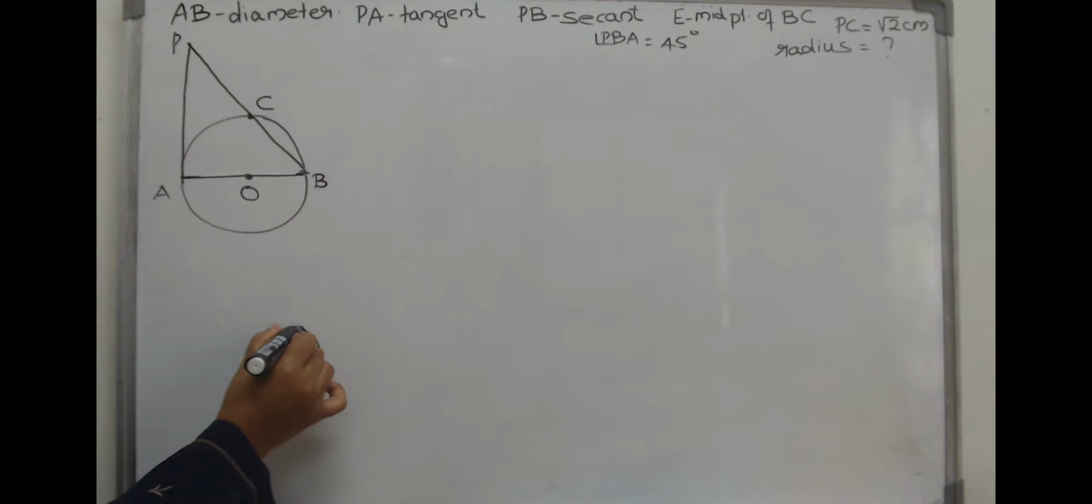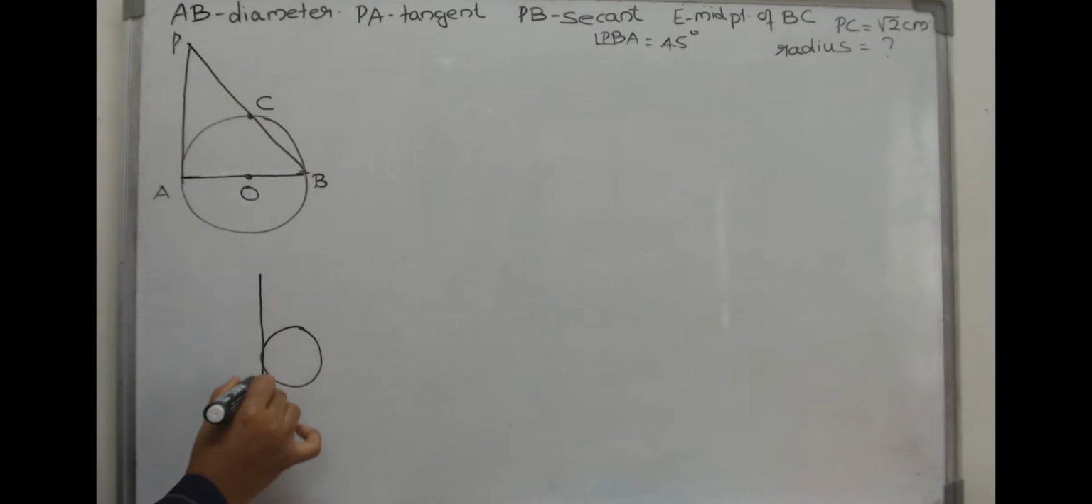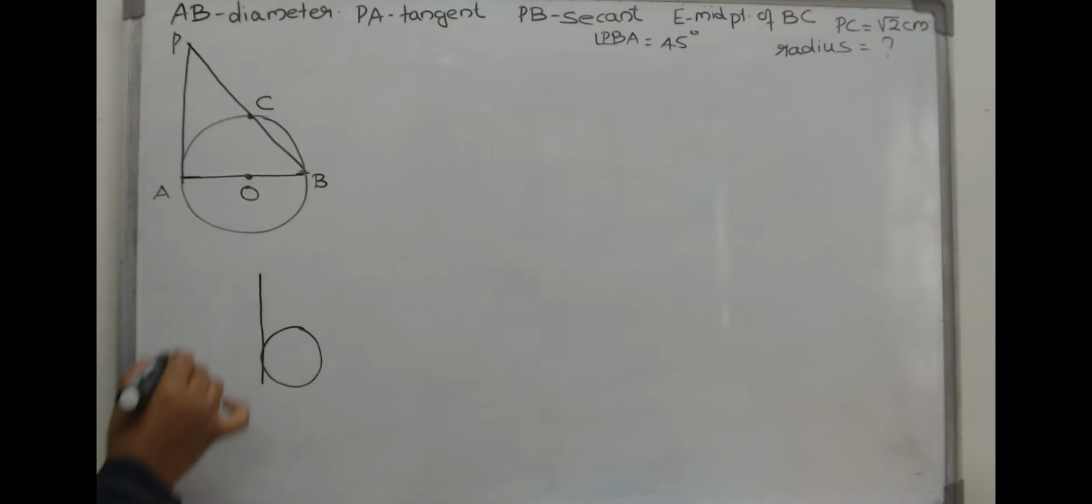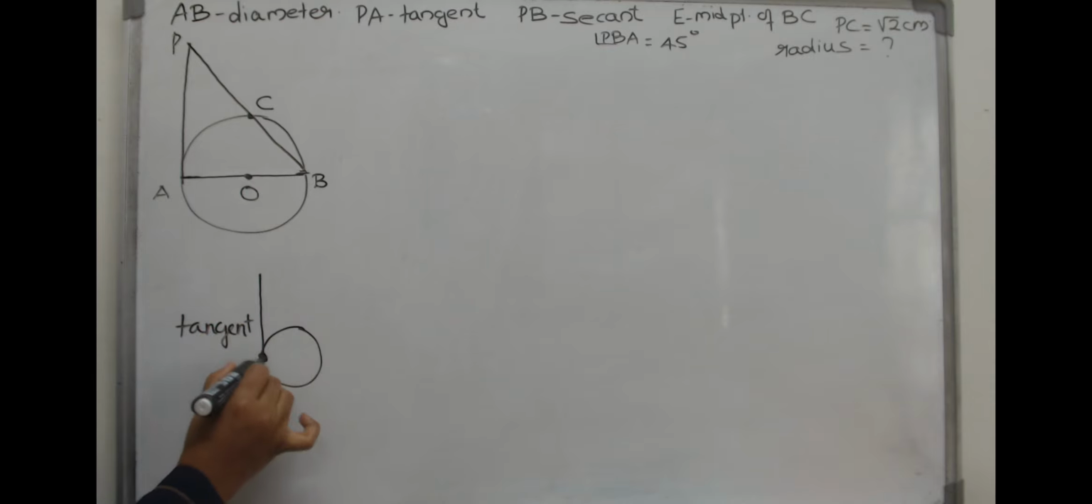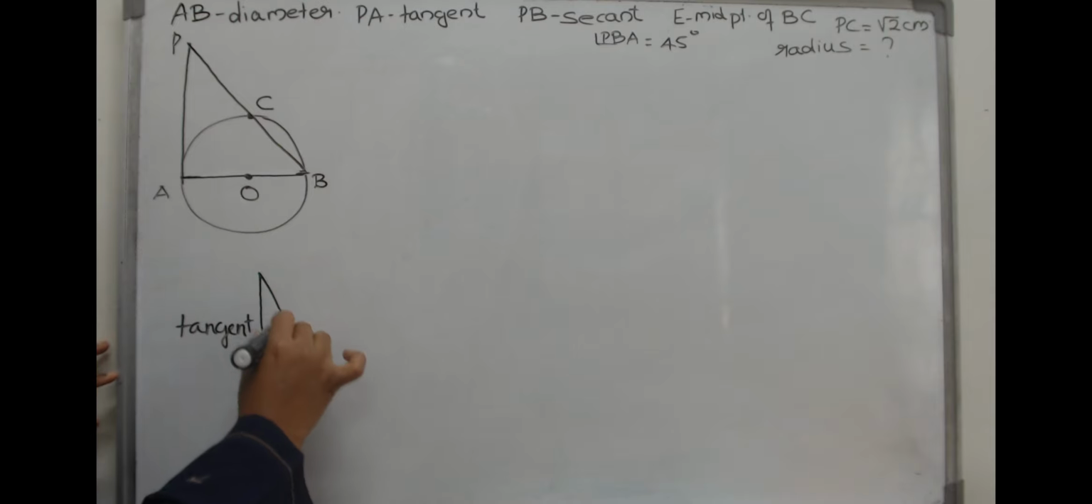If you have a circle, then a tangent has only one point of contact with the circle. This is going to be your tangent. There will only be one point of contact. But if you take a secant, it intersects in two distinct points.